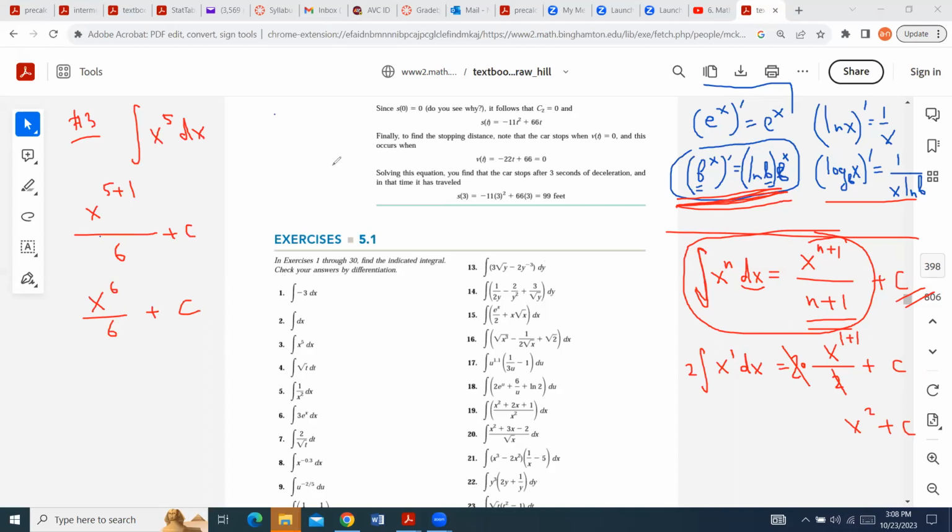If you decide to check and see if you get a derivative that brings you back to where you started, to x to the 5th, well, if you differentiate x to the 6, it will give you x to the 6 subtract 1, which is 5, and 6 is in front, right? Remember how we found derivative?